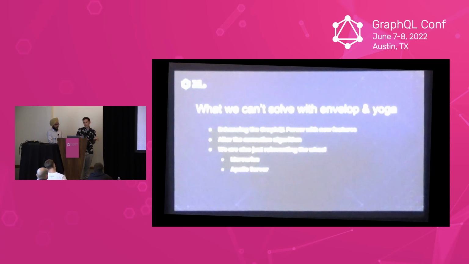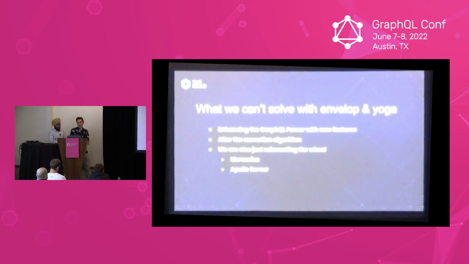That's maybe something we can't solve with Envelope and Yoga, because at the moment it requires forking GraphQL-js and then overwriting the resolutions. Then altering the execution algorithm is also something we are not really able to do right now. We might wrap the execution algorithm for implementing stuff like live queries, but that's it. We can't implement defer and stream with Envelope and Yoga. We need to get into GraphQL-js and fork it.